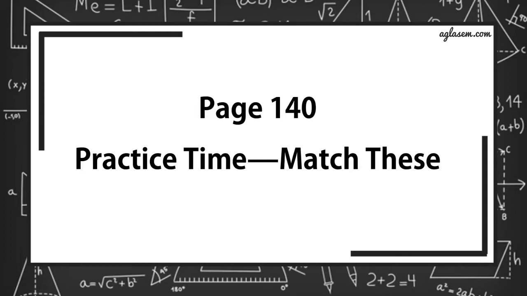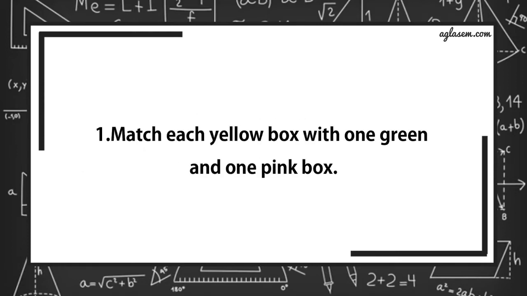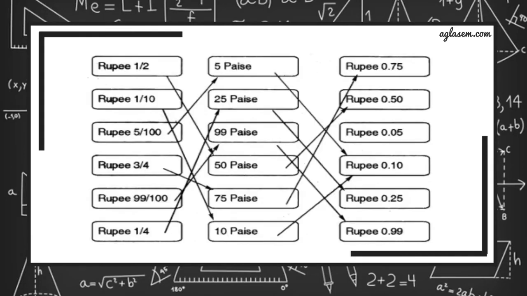Practice time and match these. Here question number 1 says, match each yellow box with 1 green and 1 pink box. So here we can match rupee half with 50 paisa and rupee 50 paisa with rupee 0.50.